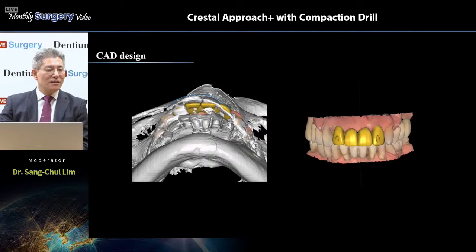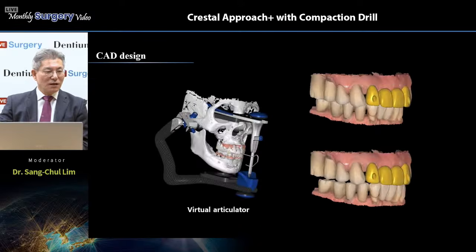So, the CAD design here. It is a case with a bit of a big overjet and overbite. However, we can correct the slightly protruded situation of the upper four anterior teeth, the central incisors and lateral incisors. The upper four incisor teeth were moved to retruded, so the profile is getting better.